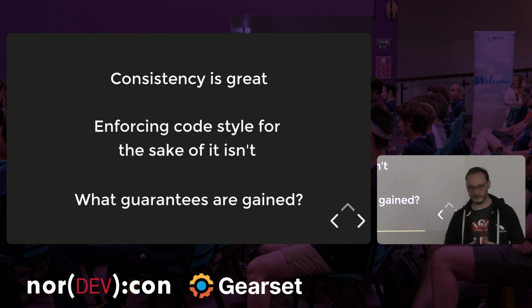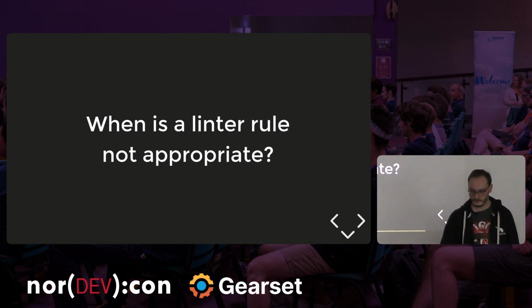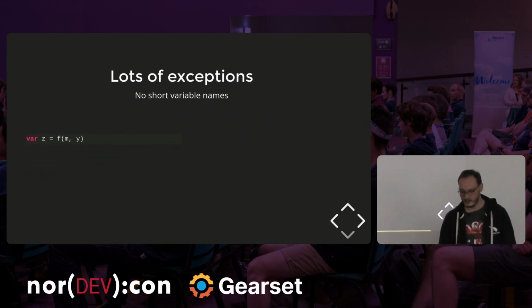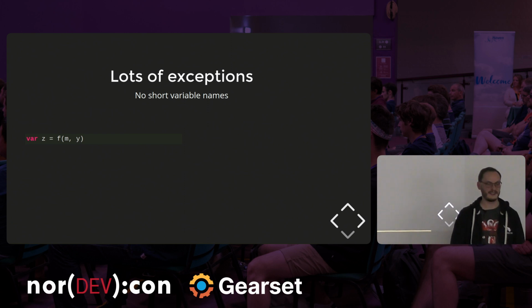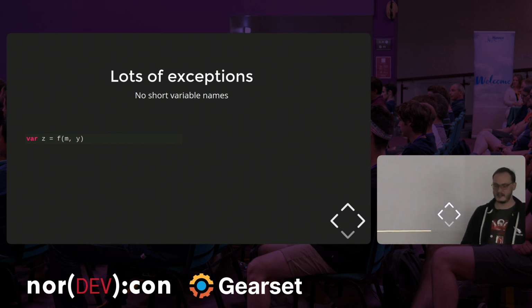And also it will be able to create a lot of pain sometimes, which brings me to when is a linter rule not appropriate? And one of the cases is when you have lots of exceptions. And this is especially true for code style rules, but not only. So let's imagine that we enabled or we wrote a rule that forbids short variable names. Because someone saw this code, they were like, I can't read that. I necessarily need to read the code that is surrounding it to understand what this means.